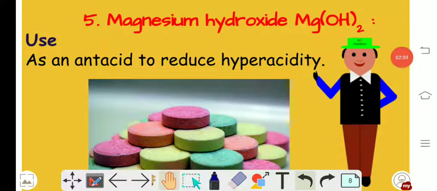This is magnesium hydroxide, a kind of base. Its molecular formula is Mg(OH)2, and it is used as an antacid to reduce hyperacidity. So people suffering from gastritis is given magnesium hydroxide. You can see here in the image the pellet of magnesium hydroxide.